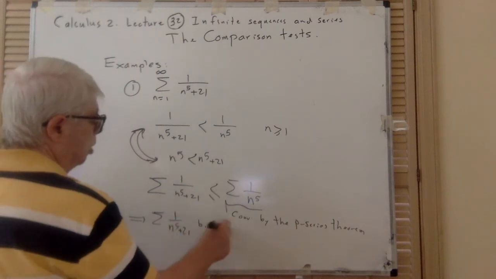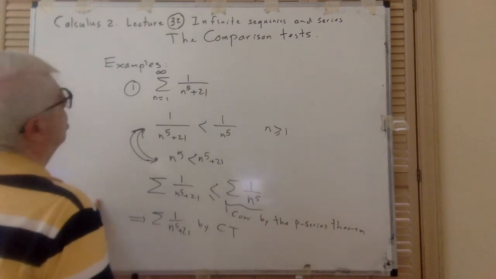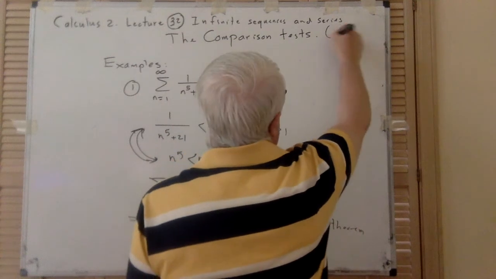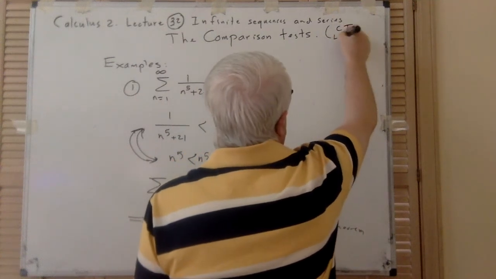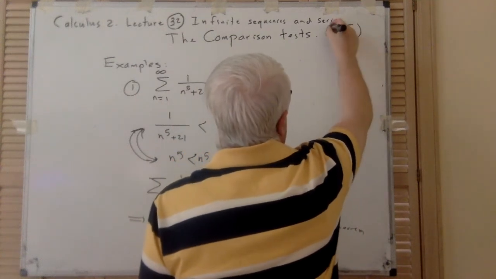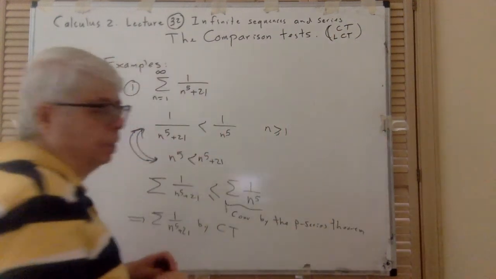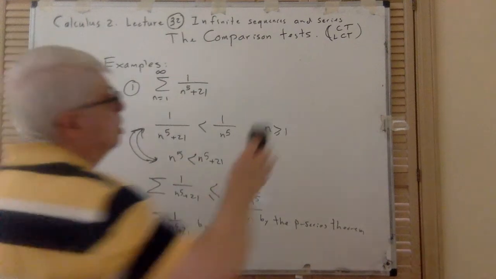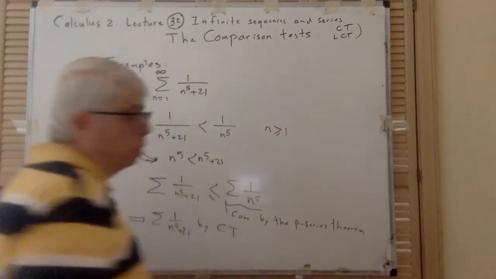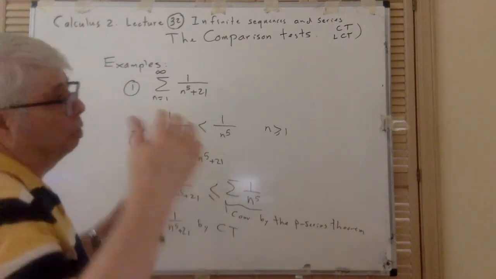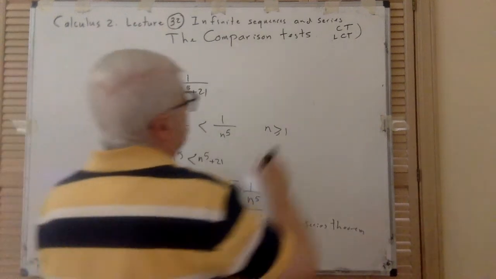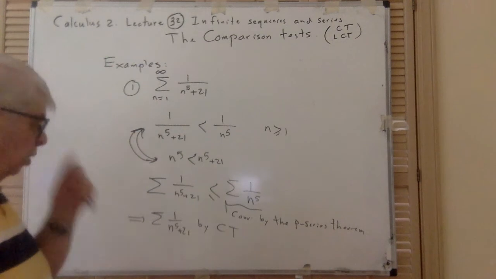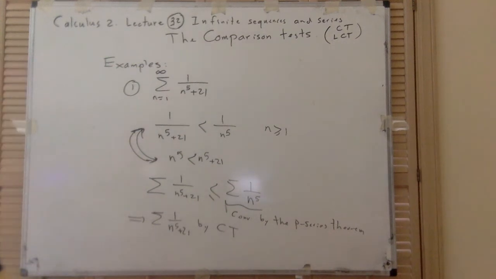by comparison test. So let's call these comparison tests: CT, and limit comparison test, LCT. Okay, so I like to use these abbreviations because it's not easy to write limit comparison test. That's too much. So, okay, that is example one.